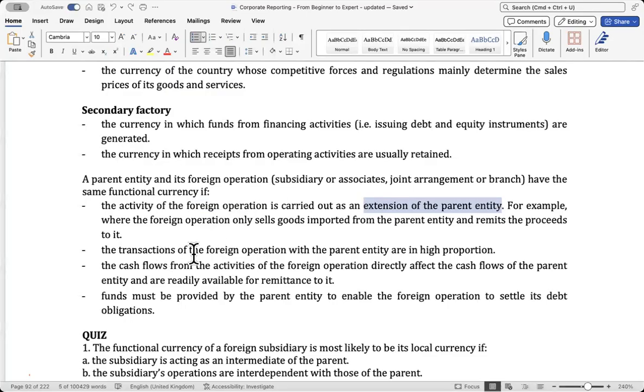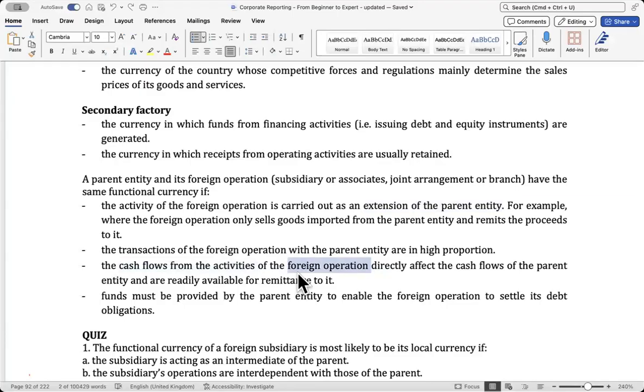Number two, if the transactions of the foreign operation with the parent entity are in high proportion, or they majorly consummate transactions among themselves, all transactions, whether selling or purchasing, everything the foreign entity does is with the parent entity, they will most likely have the same functional currency. Another one is if the cash flows from the activities of the foreign operation directly affect the cash flows of the parent entity and are readily available for remittance to it.